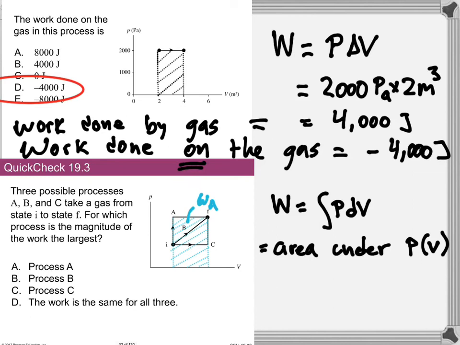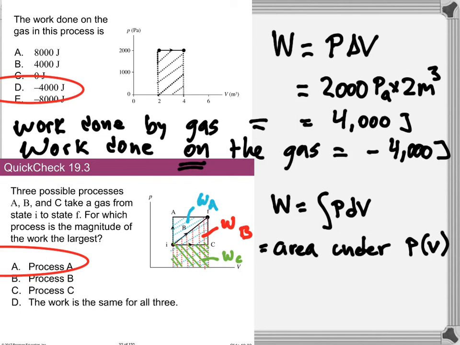So that area is the rectangle in blue that you see in the picture. That is the work done during process A. This is the work done by the gas. If we follow process B, the diagonal line, we're looking at the area under that diagonal line. That is the area of the trapezoid that you see in red in the picture. So that is the work done during process B. And finally, for process C, we're looking at that area.